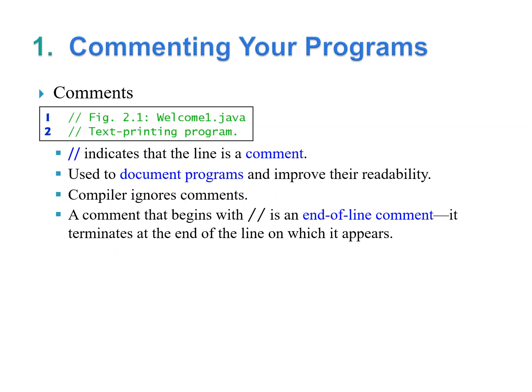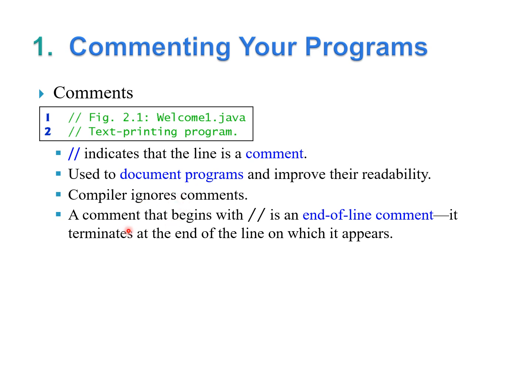The first two lines in the Welcome One Java program are comments because they start with double forward slash. The double forward slash indicates that everything in the same line afterward is a comment. In a program source code, comments are used to document the program and improve its readability. When compiling the program, the compiler will ignore the comments in the program.